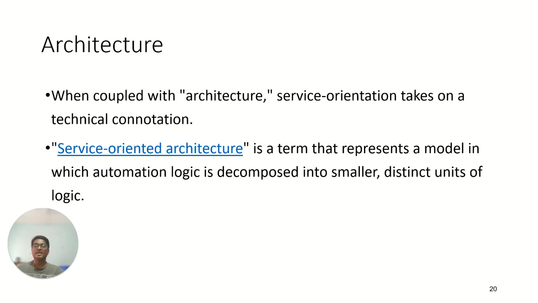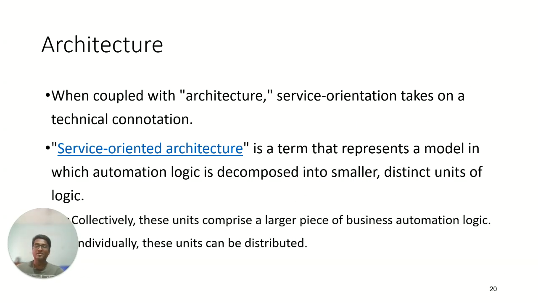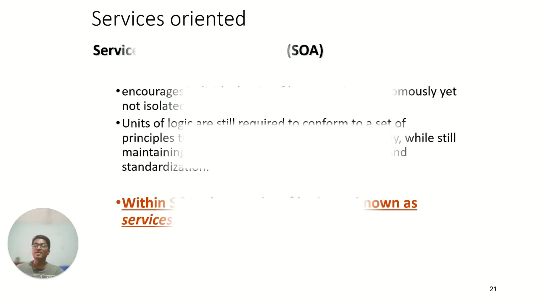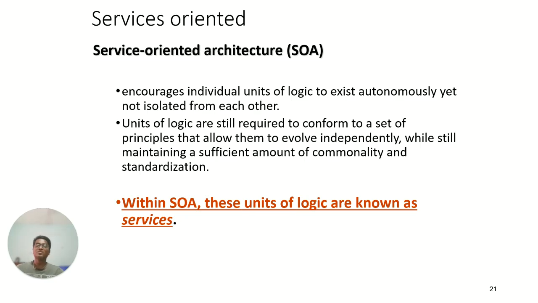And the architecture is a term that represents a model in which automation logic, the bigger thing, has been decomposed into smaller distinct units. These units comprise a large business automation logic individually, so this can be distributed. And service orientation encourages individual units to exist autonomously. They provide an autonomous solution, so they can work autonomously.